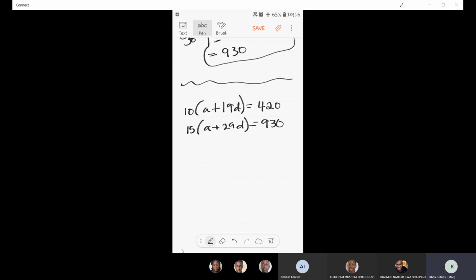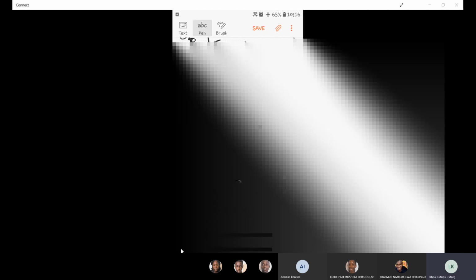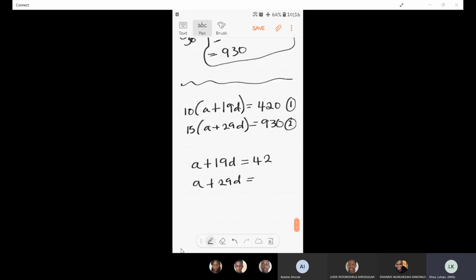So from equation 1, I'm going to divide by 10 on both sides, and equation 2, I will divide by 15 on both sides. When I do that, I will have A plus 19D equal to 42. Then I have A plus 29D equal to 62.